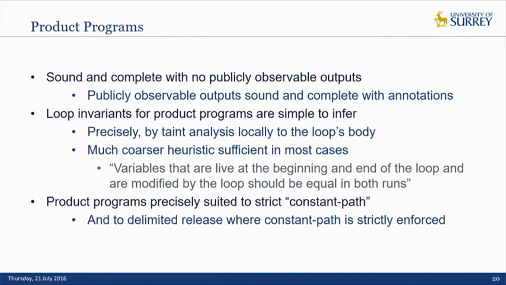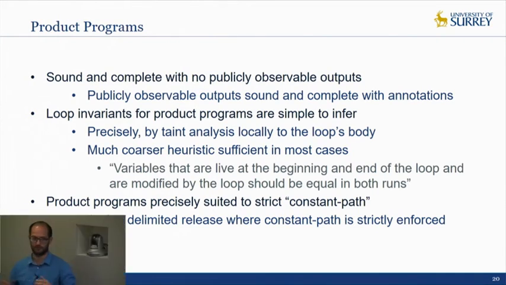And yeah, as I was saying, product programs are really well suited to strict constant-time programs, the ones that have no publicly observable outputs. And also to those that have publicly observable outputs, as long as the control flow doesn't diverge between the executions. So if everything that diverges is the memory access trace, then you should be fine.